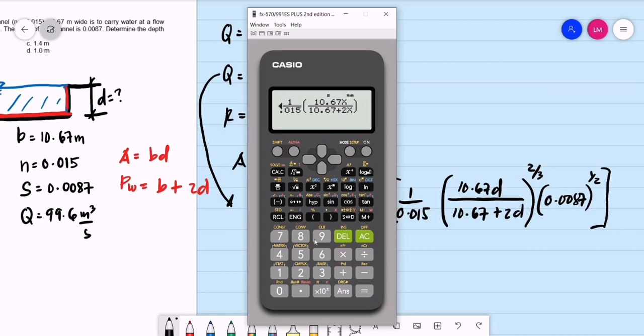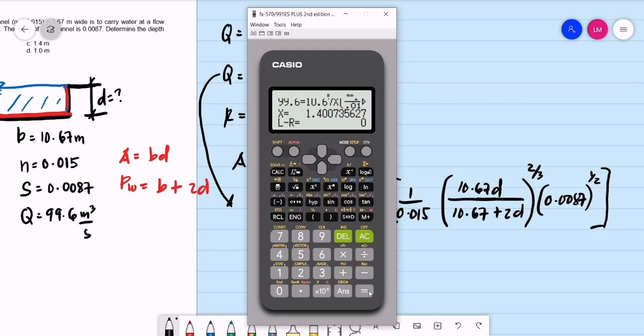Then this is raised to 2 over 3. And then multiplied by the hydraulic slope, that is 0.0087, and this is raised to 1/2 or 0.5. Then we are using shift solve. Before pressing equals, we may assume a value near the values of the choices. Let's say I'll be choosing 1, then equals, just to speed up the iteration of the calculator.